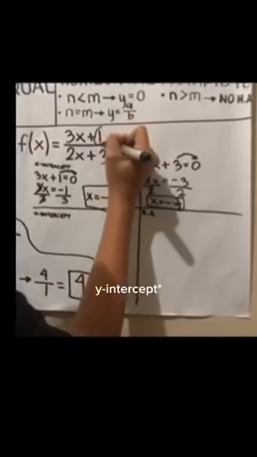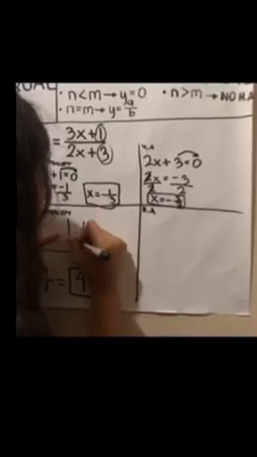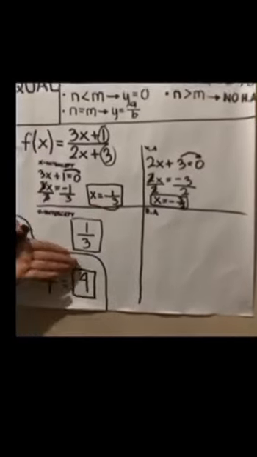Let's proceed in finding the y-intercept. In finding the y-intercept, we must divide the last terms of this rational function, which are the positive 1 and the positive 3. We can't divide the positive 1 and positive 3, so we will just copy it. So that is our y-intercept.